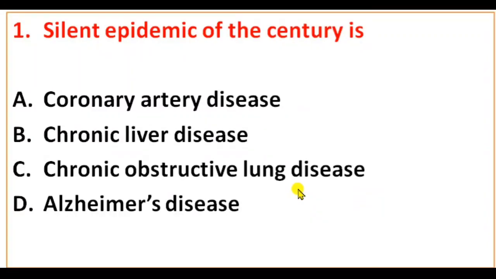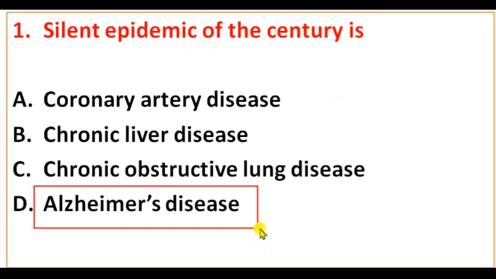Silent epidemic of the century is, options: coronary artery disease, chronic liver disease, chronic obstructive lung disease, Alzheimer's disease. The silent epidemic of the century is Alzheimer's disease. Alzheimer's disease is the correct answer. Coronary artery disease, CAD, causes more deaths in humans.